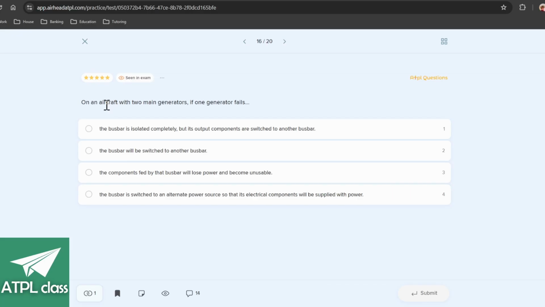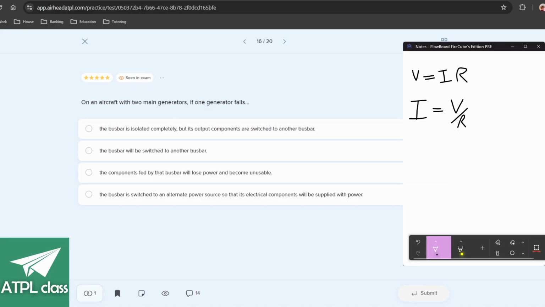Anyway, on an aircraft with 2 main generators, if one generator fails, the bus bar is isolated completely. No, so let's get a quick diagram for this. This should help. So, aircraft will have 2 bus bars for AC systems. Just call them AC1 and AC2.